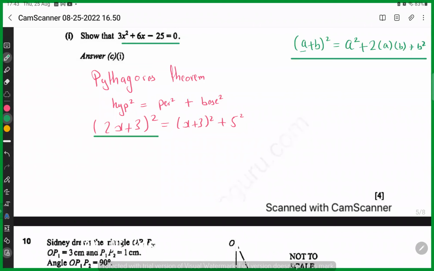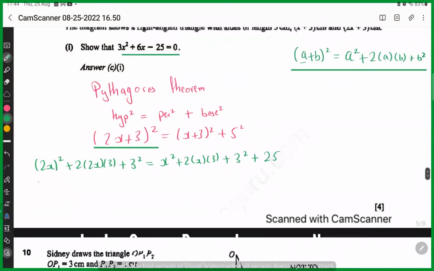So for now, you can use it as your reference directly, okay? 2x plus 3 whole squared would become the square of the first number plus 2 multiplied by the first number into the second number plus the square of the second number, and 5 squared would basically be 25. 2x squared is 4x squared plus 2 multiplied by 2 is 4, 4 multiplied by 3 is 12x plus 9 equals x squared plus 2 multiplied by 3 is 6x plus 9 plus 25.